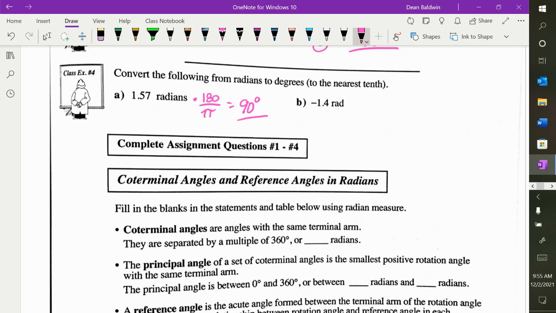All right, what's negative 1.4 rads? Multiplied by 180 over pi. What do you get? Negative 80. Are people okay with that? Going once, going twice?